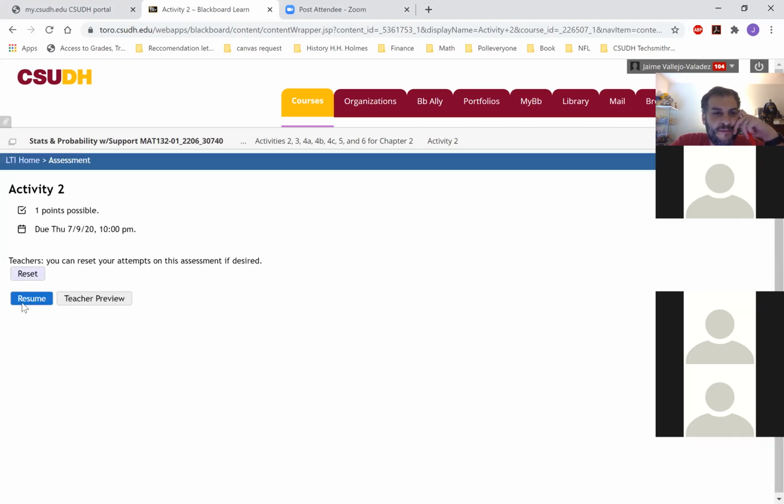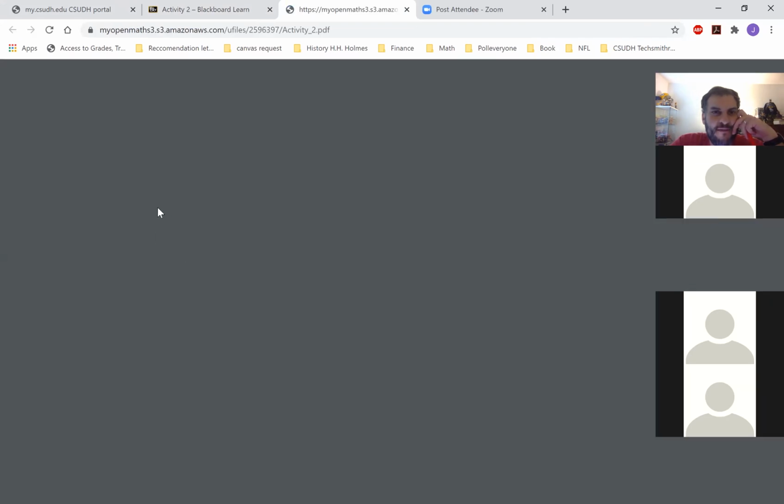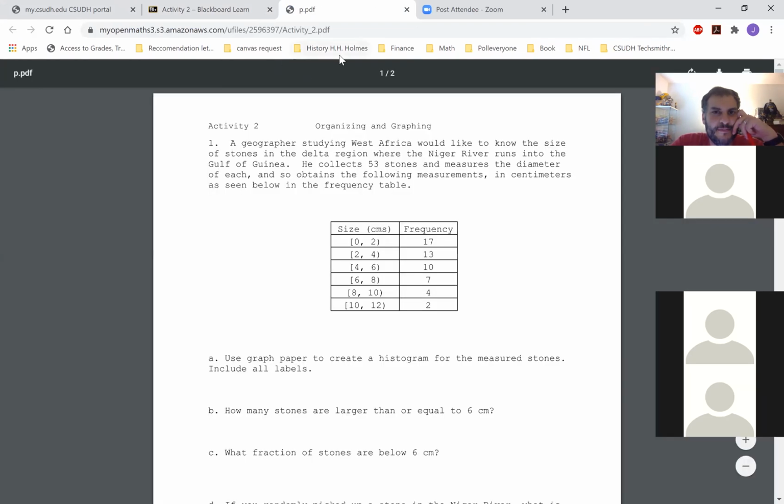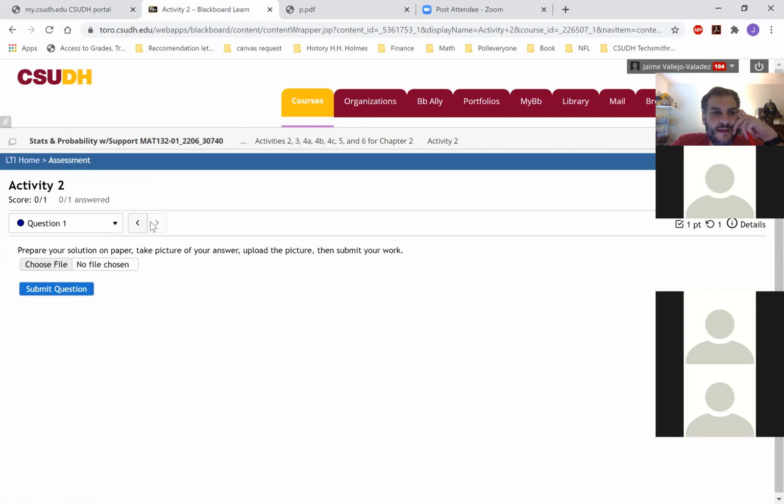So this screen should pop up. I'll put resume. And then if you look right here, here goes the PDF. So if I actually click on this, it will just give me the PDF file. But if you want to turn in your work, you have to hit this right arrow. And then right here where it says choose file, this is where you upload your work.